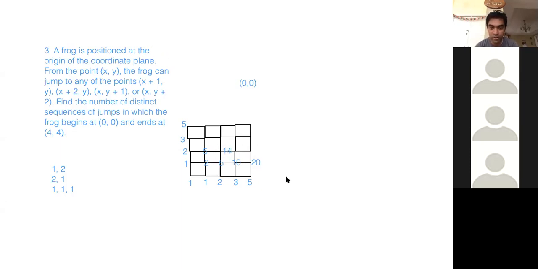So this is 14. What about the next one to the right? 32. Good. Sorry, I'll move these so it's more readable. Okay, what about the next one to the right? 71. Let's see. Yep, good, correct. Okay, let's fill in the row above.